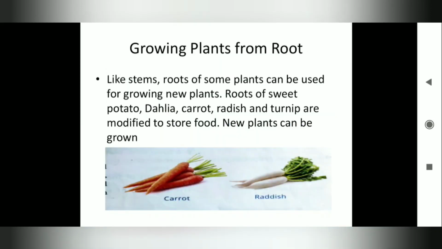Growing plants from roots. Like stem, roots of some plants can be used for growing new plants. Roots of sweet potato, dahlia, carrot, radish, and turnip are modified to store food. New plants can be grown from roots of such plants. Now you can see carrot and radish given here. See, the new plant can be grown from the roots. As you can see, the green part.